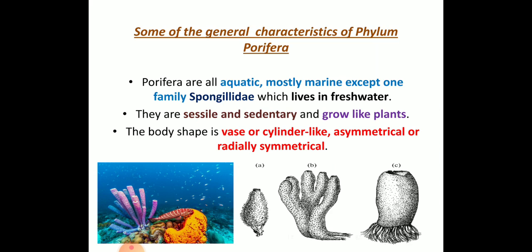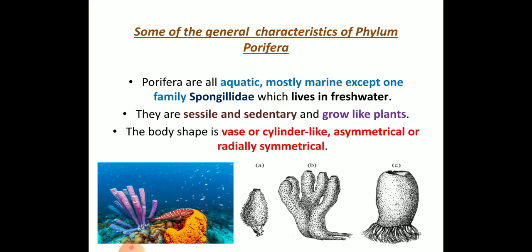As you can see in the picture, the sponges are mainly present in aquatic habitats, they all are aquatic. Maximum of them are marine and some of them are freshwater, for example the family Spongillidae. These are sessile and sedentary. In the deep oceans, they are attached to the substratum, maybe on a plant or on a stone, and they usually grow like a plant.